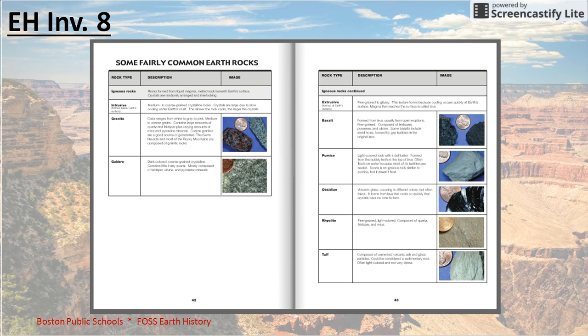I definitely encourage you to encourage the students to take the time to read these descriptions, particularly, for example, the difference between intrusive versus extrusive igneous rocks, and then looking at some of the metamorphic rocks, which I'm not showing here, but are in the resource books.